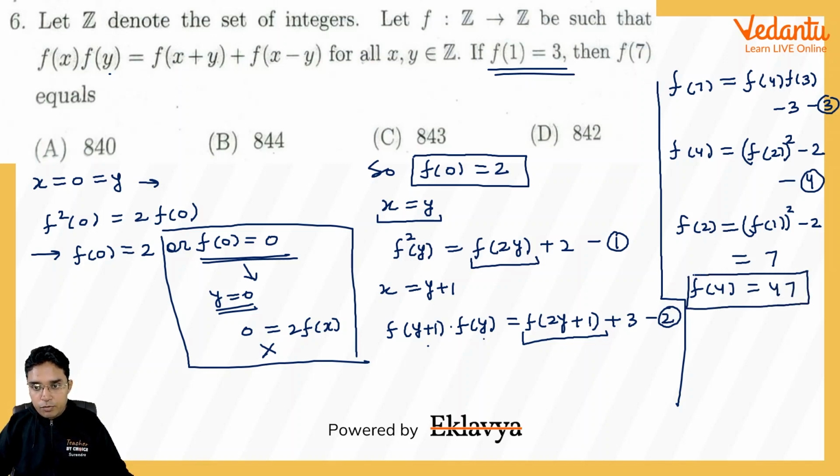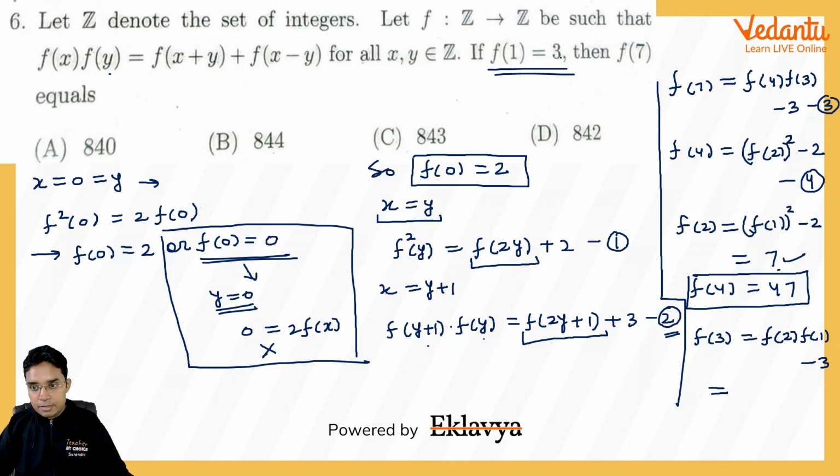Now we just need to find f(3) also, then we are done. Now to find f(3), I will be using this relation number 2, which will give us this to be equal to f(2) times f(1) minus 3. You can check. I will put y is equal to 1 here. So 1 into 2, 2 plus 1, 3, and this will be f(2) times f(1) minus 3. And f(2) we have found as 7 here.